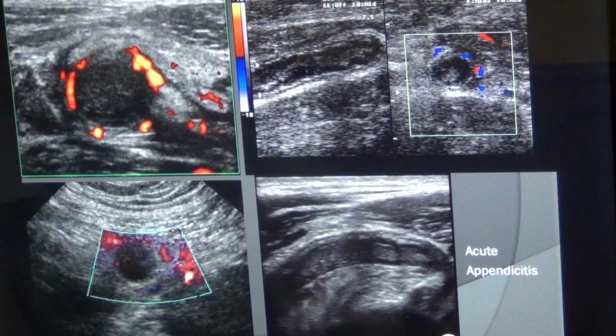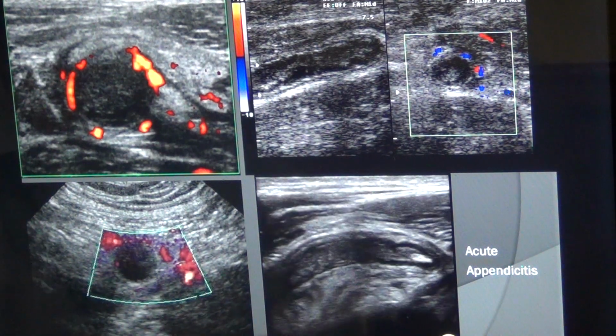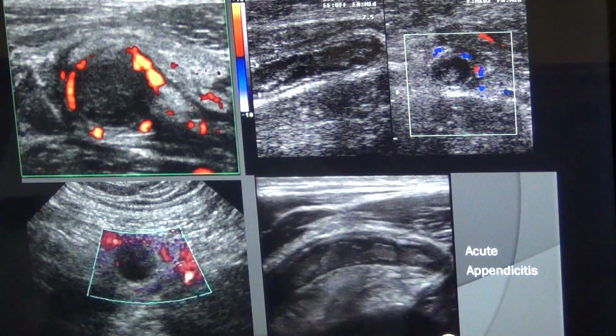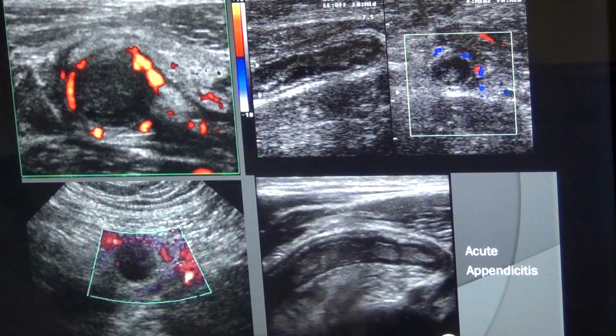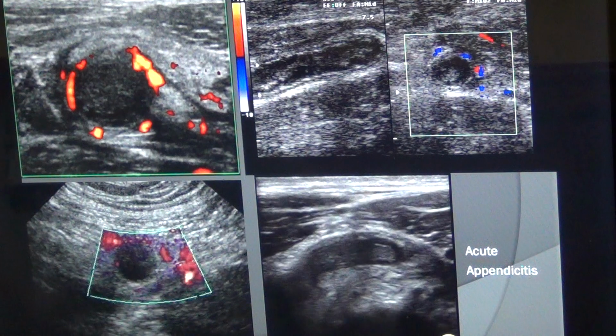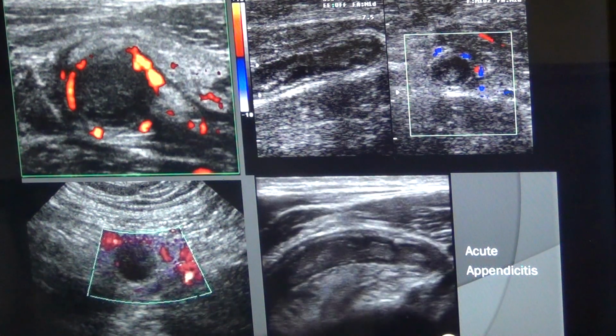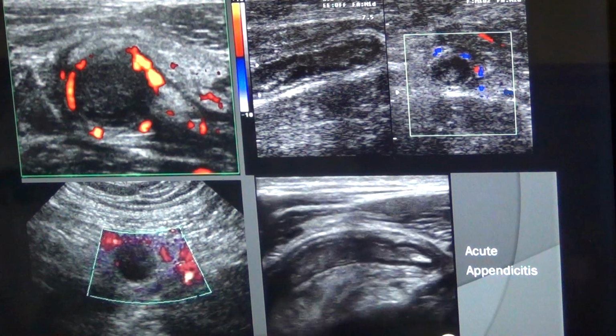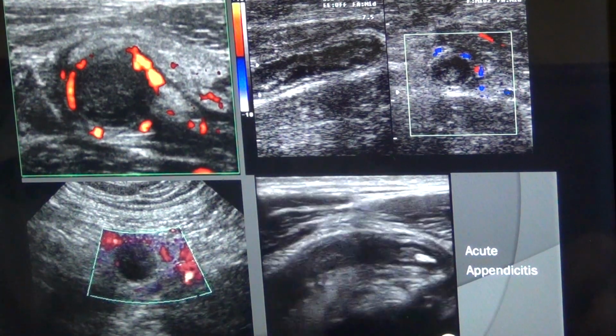But appendicitis is an acute abdominal condition. I need to diagnose within a certain number of hours. So that's why ultrasound followed by CT scan is the best modality. Okay, so I hope you understood about appendicitis.